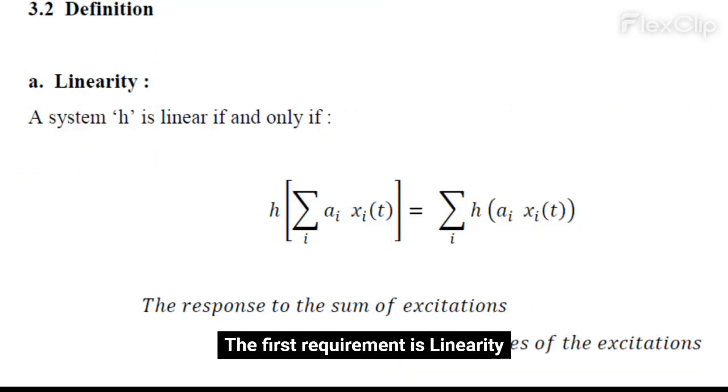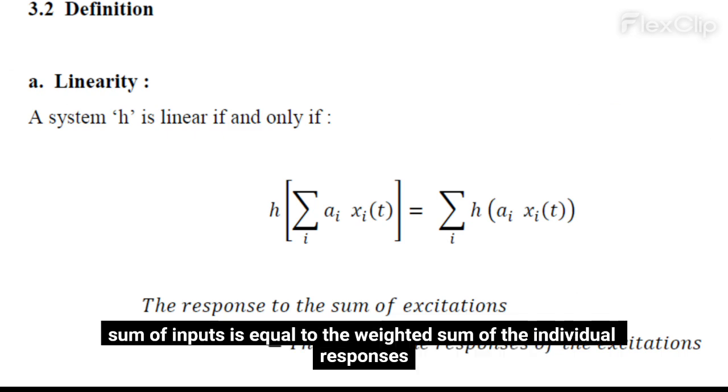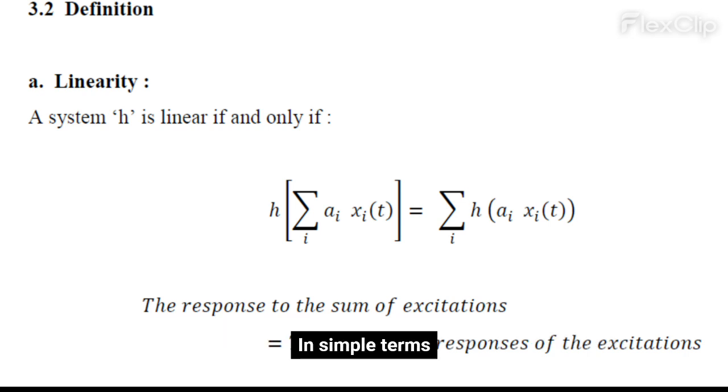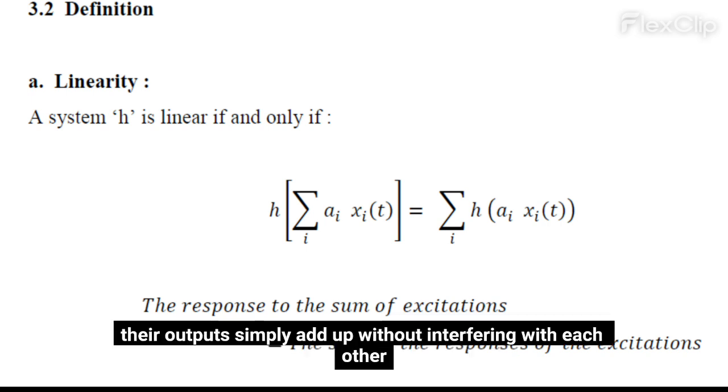The first requirement is linearity. A system is linear if the response to a weighted sum of inputs is equal to the weighted sum of the individual responses. In simple terms, if you double the input, you double the output, and if you add two inputs together, their outputs simply add up without interfering with each other.